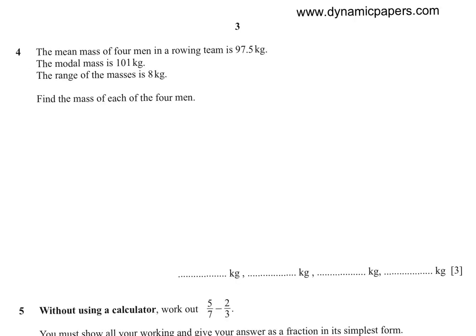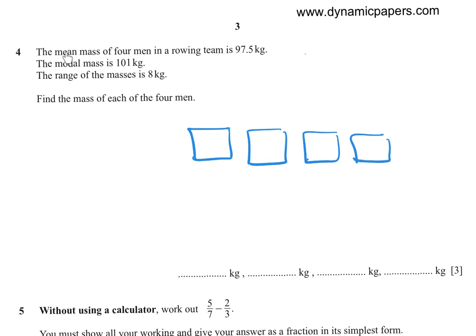Yes. Number 4, the mean mass of 4 men in a rowing team is 97.5 kg. The modal mass is 101 kg. The range of the masses is 8 kg. Find the mass of each of the 4 men. We have 4 masses. Okay. The mean is 97.5. From the mean we can find the sum, because to find the sum, multiply the mean, which is 97.5, times 4.